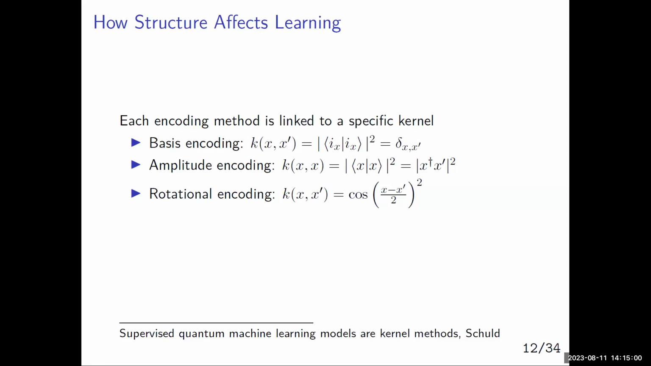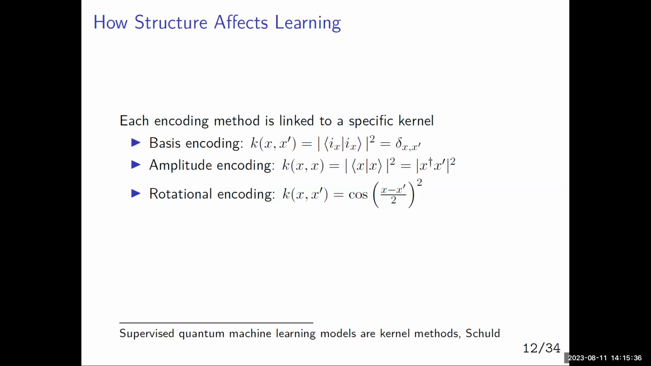These are just three very popular methods of encoding. First, basis encoding: you have your string of binary, like 1, 0, 0, 1, and then you have 4 qubits that you map to 1, 0, 0, 1 or something like that. That would create a delta function kernel, which is basically just 1 if it's the same and 0 if it's not. Then amplitude encoding would create this kernel, which is basically just the magnitude squared of an inner product.